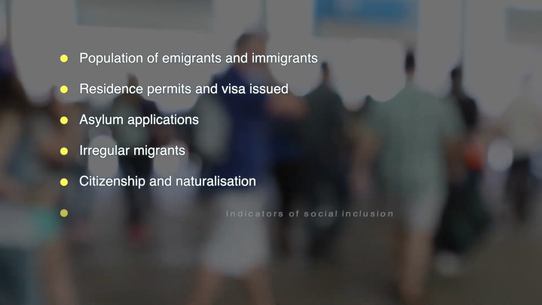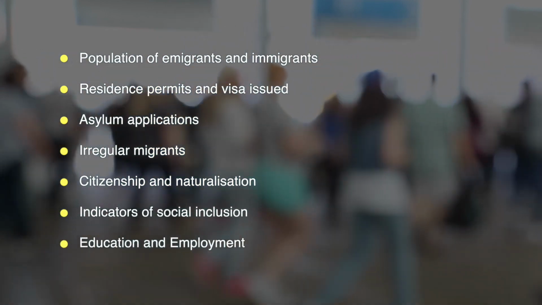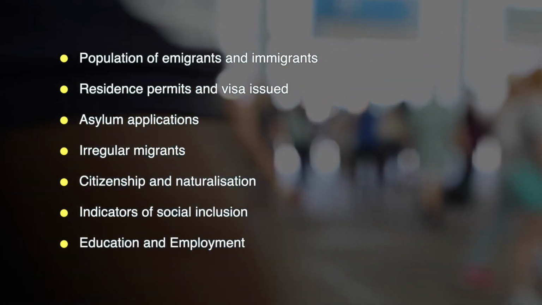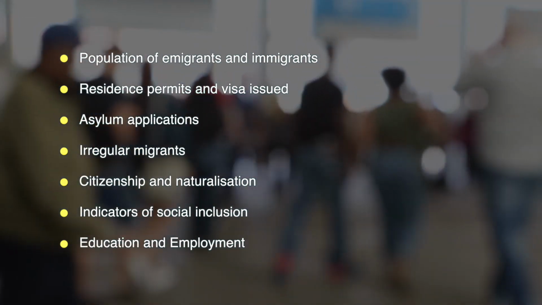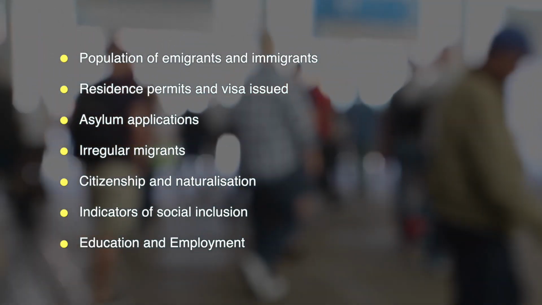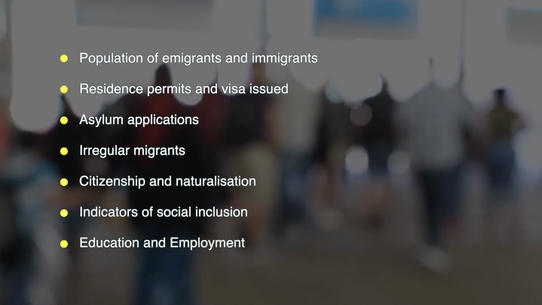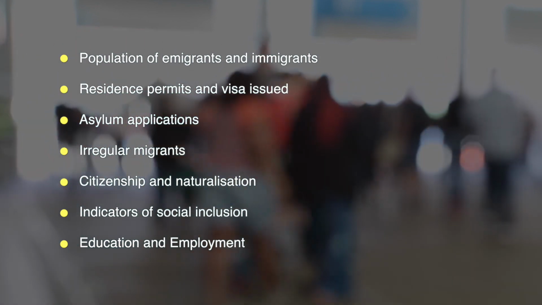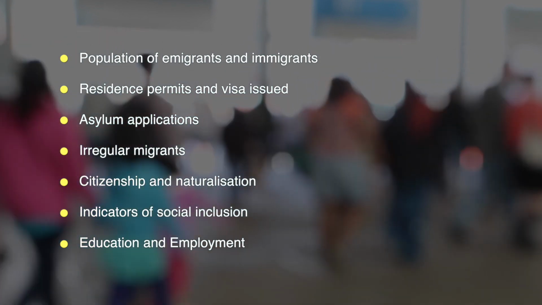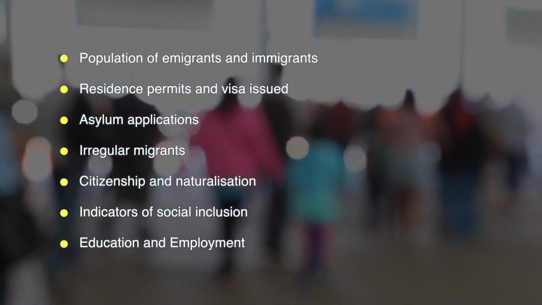When we're looking at Portugal, we're going to be looking at some very specific aspects. So we'll look at population of emigrants and immigrants, residence permits and visas issued. We'll look at asylum applications and even one measure of irregular migration, as well as citizenship and naturalization. We'll also look at some indicators of social inclusion, and we'll look at education and employment in the country.